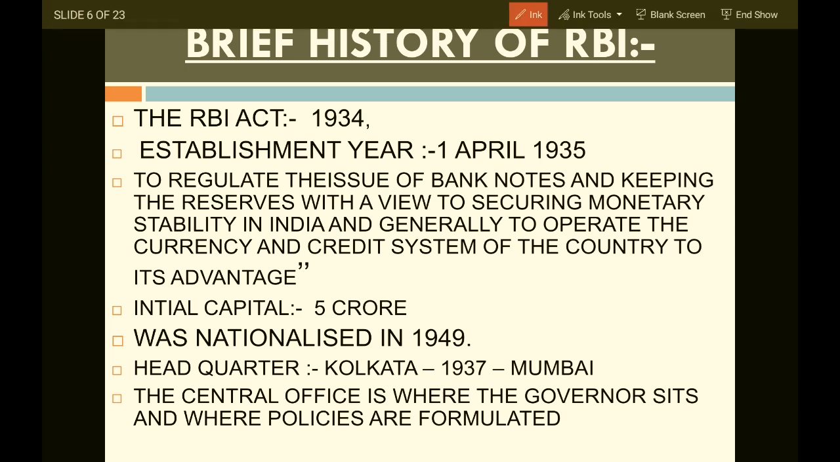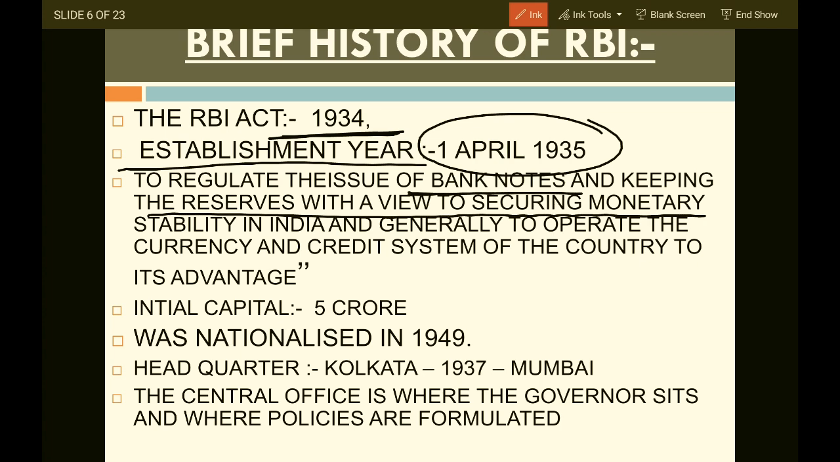Now let us focus on the history of RBI. The RBI Act was implemented in 1934 and the establishment date is 1st April 1935 to regulate the issue of banknotes, very important, and keeping the reserve with a view to securing monetary stability, very important. That money flow should be in a systematic manner in the country. There should be no deficiency of flow of money in the market. So the money should be flowing properly in the country, handled by RBI, issuing notes, issuing coins.